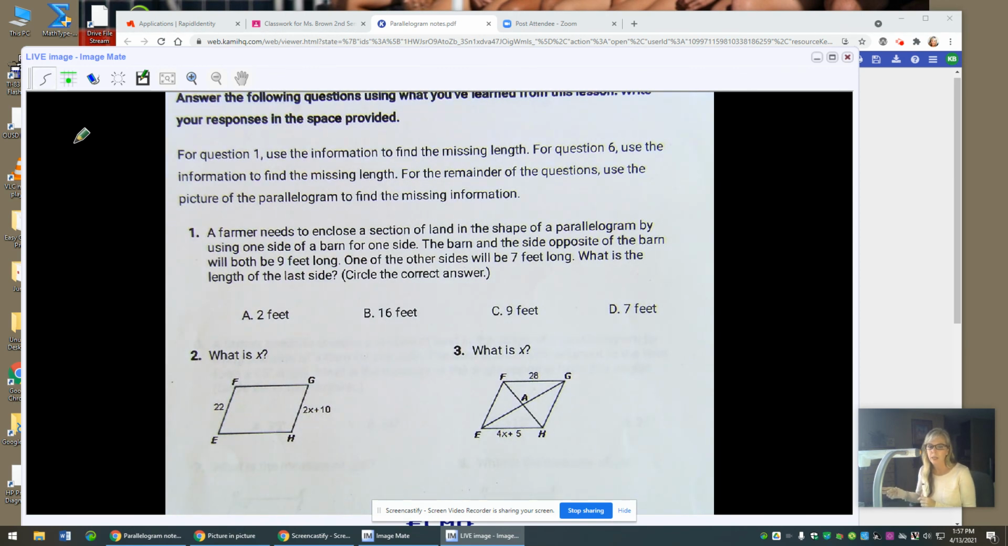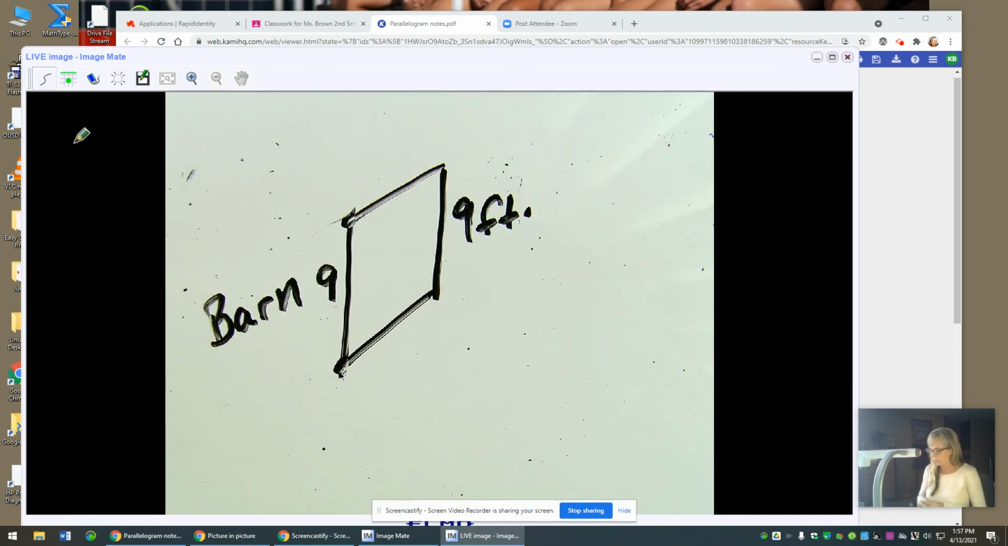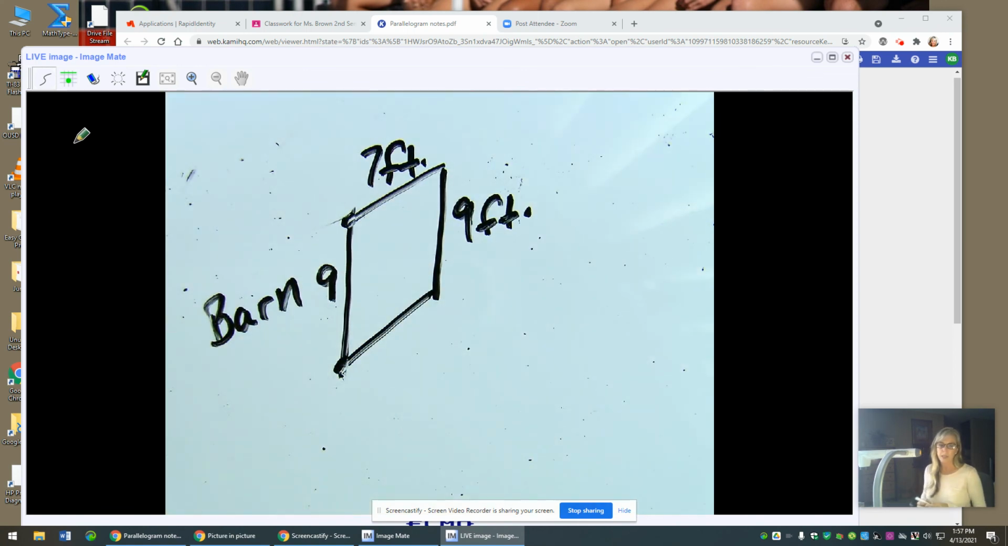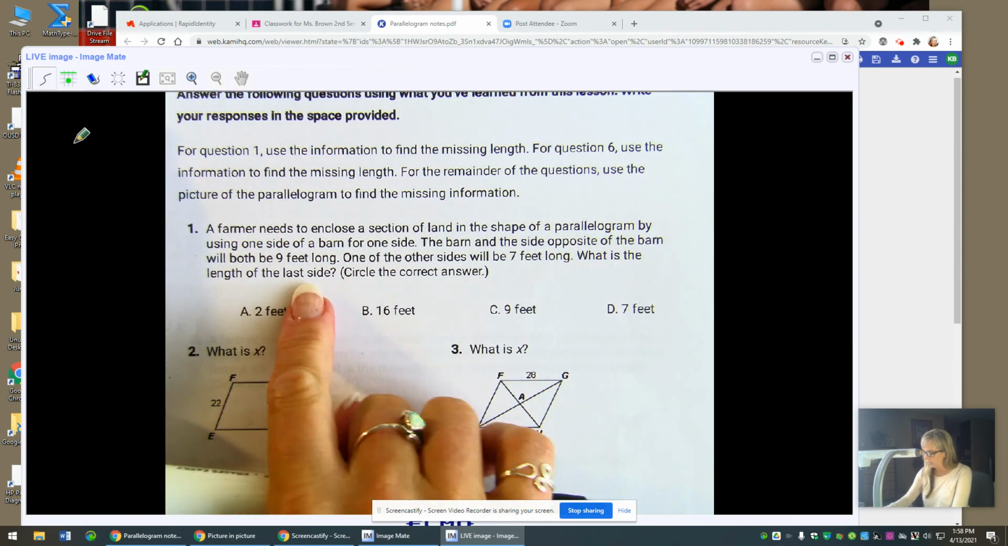One of the other sides will be 7 feet long. All right? Doesn't matter which. My diagram is not very pretty, but one of the other sides is 7 feet long. Got it? Remember, it's a parallelogram. What is the length of the last side?